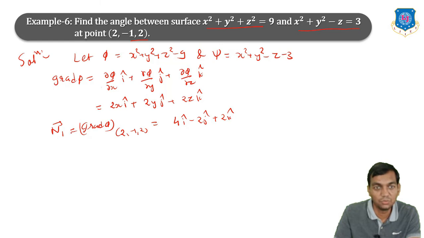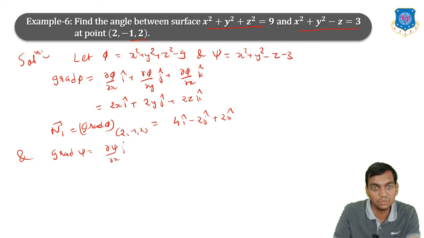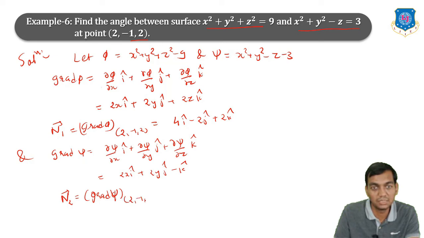Okay, the same thing we are going to do for psi. And grad psi is del psi by del x into i plus del psi by del y into j plus del psi by del z into k, and that will give you 2xi plus 2yj minus k, and therefore n2 is equal to grad psi at the point (2, -1, 2), and it will be 4i minus 2j minus k. Now you have to find the angle.